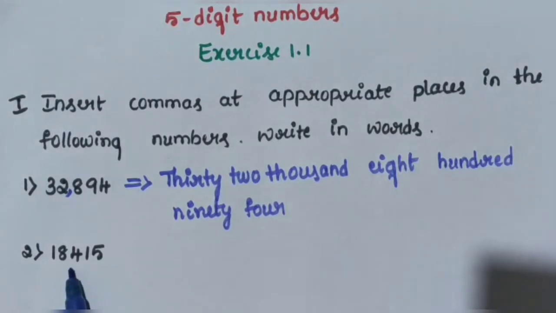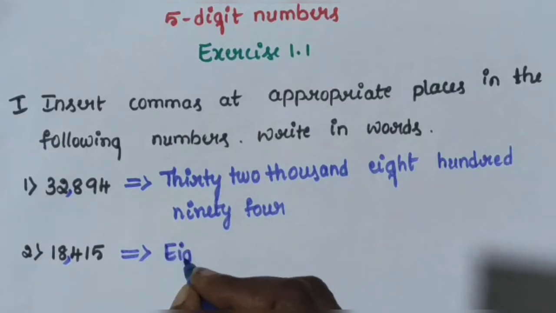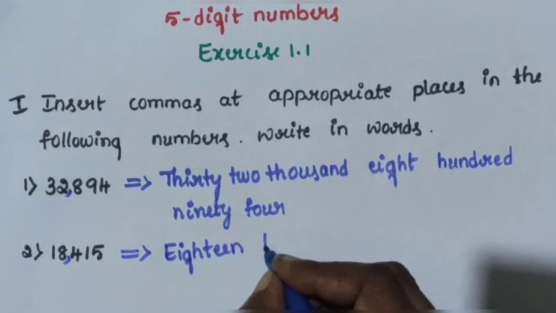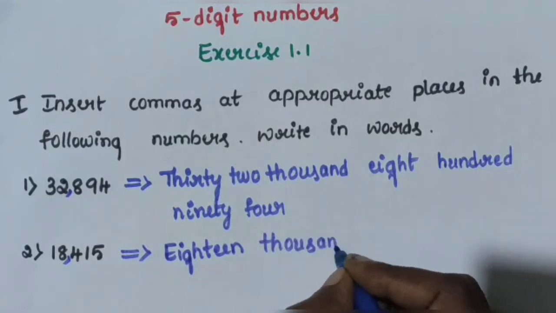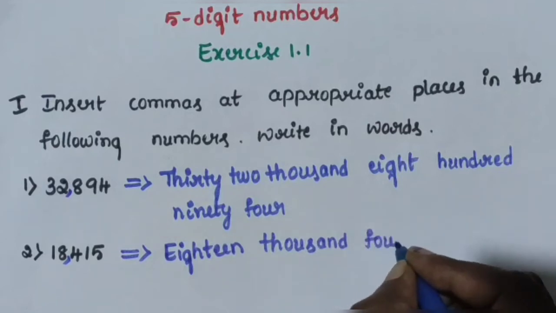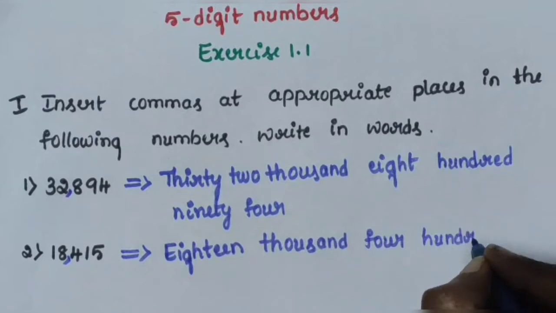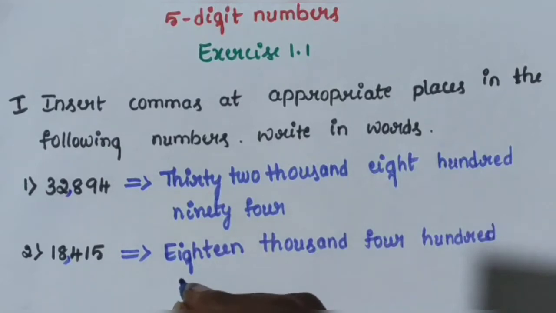Next, question number 2. 18,415. First, insert commas, applied at 3 digits from the right side, or after the hundreds place. You need 10, 100. 5 is the units place, 1 is the tens place, 4 is the 100s place, 8 is the 1000s place, and another 1 is the 10,000s place. 18,415. Write in words. 18,415.